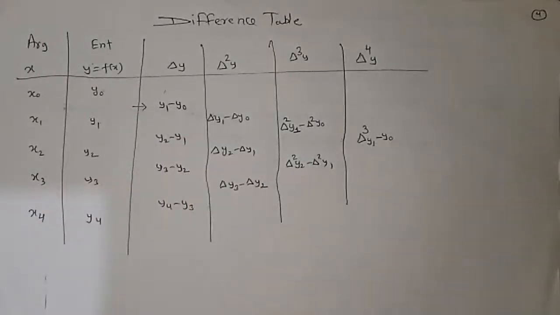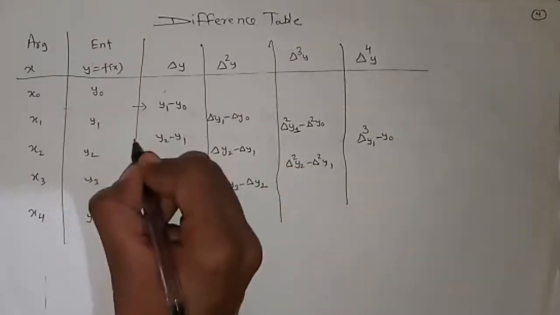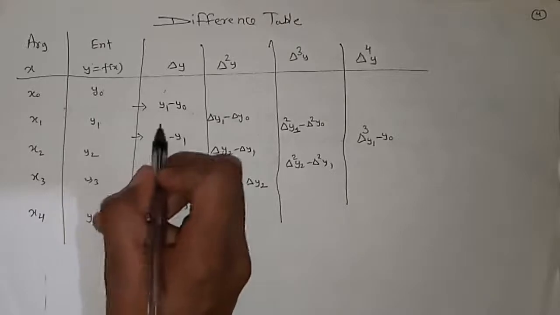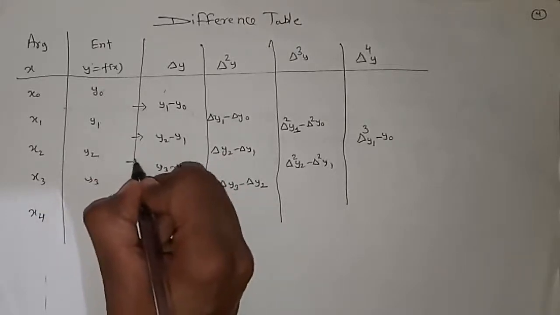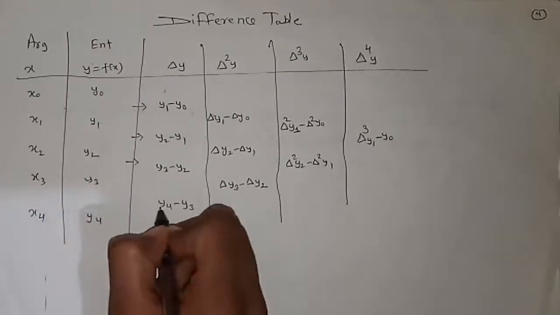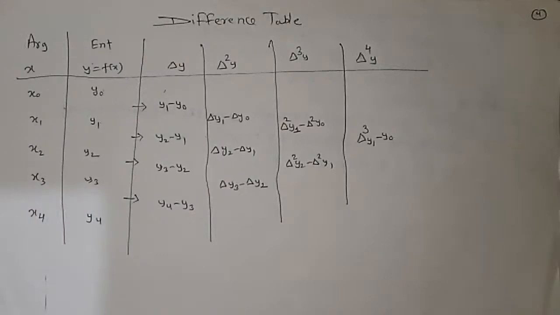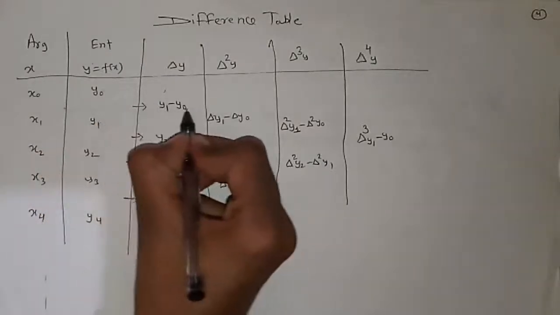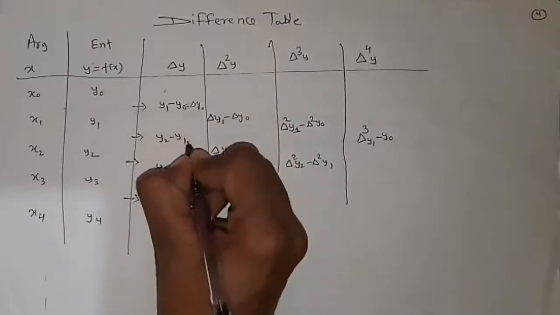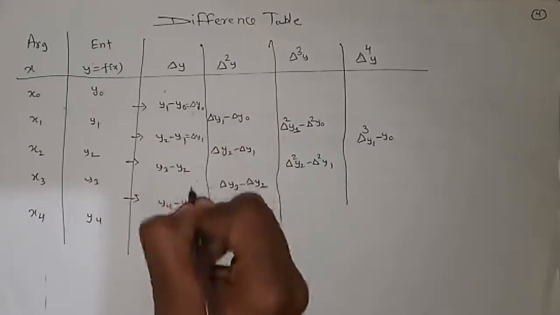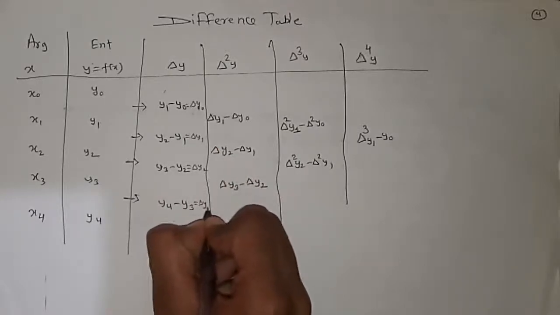Similarly, y2 minus y1 is the first difference for y1, and y3 minus y2 is the first difference for y2, and y4 minus y3 is the first difference for y3. So we are getting differences in this way. So this is nothing but my delta y naught, this is my delta y1, this is my delta y2, and this is my delta y3.